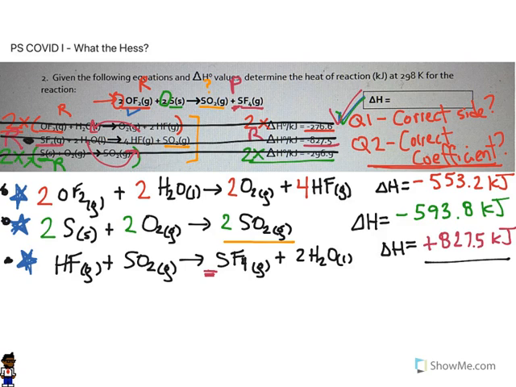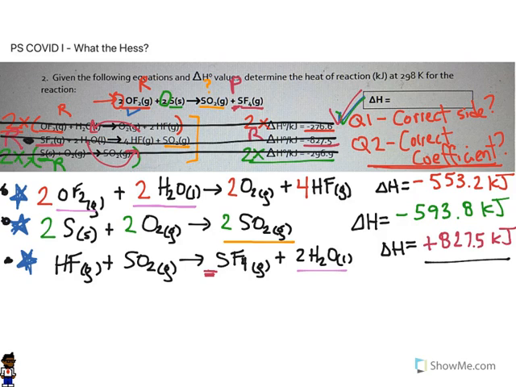So after we've manipulated them, let's go ahead and add them up together and see if we get our target equation. Now here what you can do is this. If you see substances on both sides, you can cancel them out. You can scratch them off. So let's go through our 3 reactions. OF2, does it show up on the product side of any of these reactions? No, it doesn't. So it's not going to cancel out with anything. What about 2H2O liquid? Does that show up anywhere else on the product side of these 3 reactions? And it turns out, yes, it does. It shows up right here.